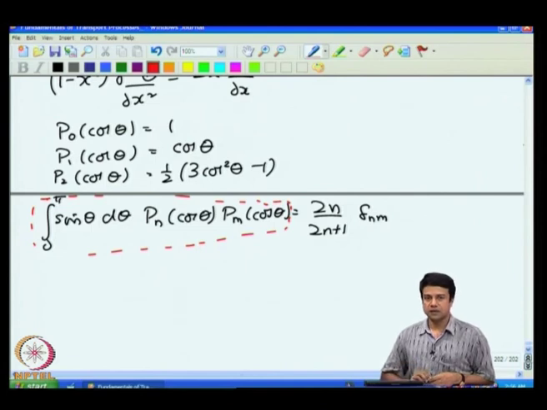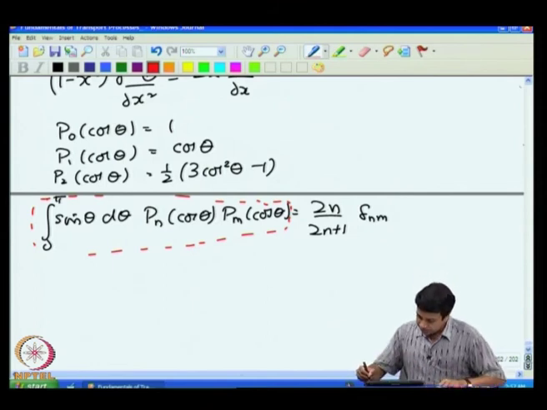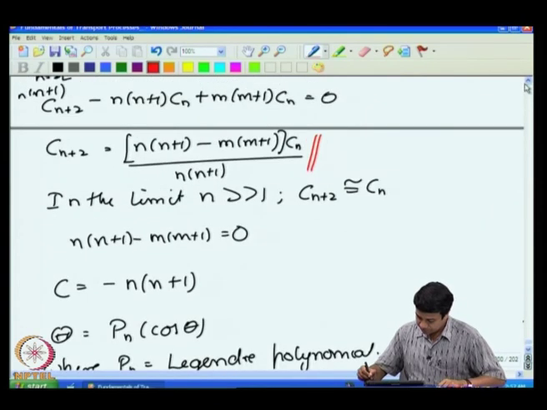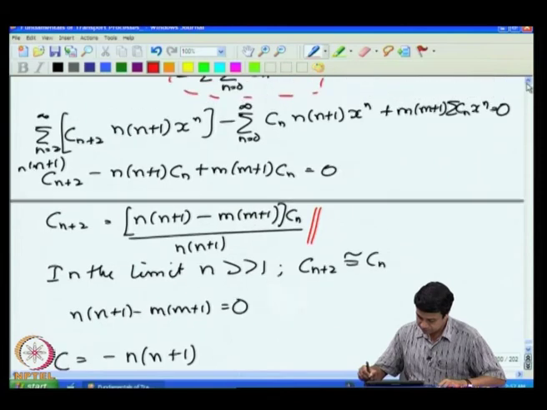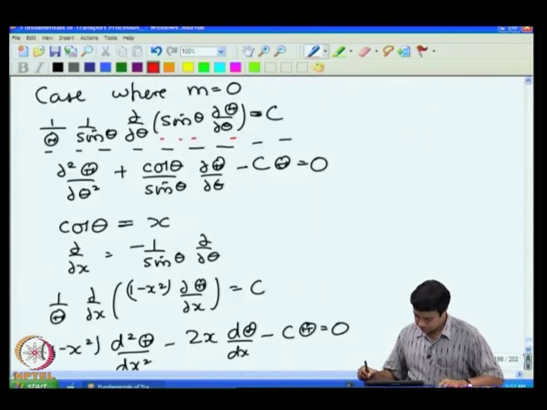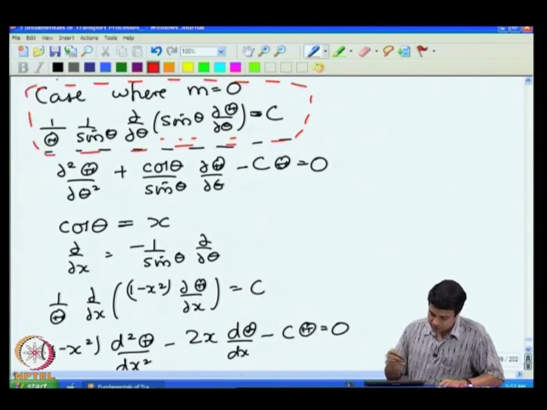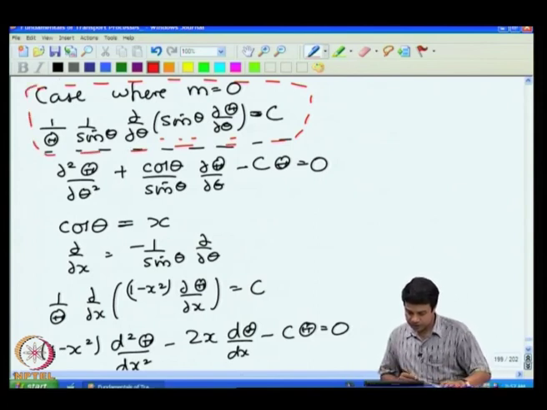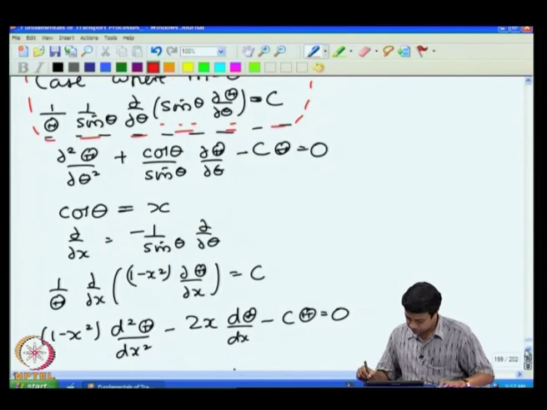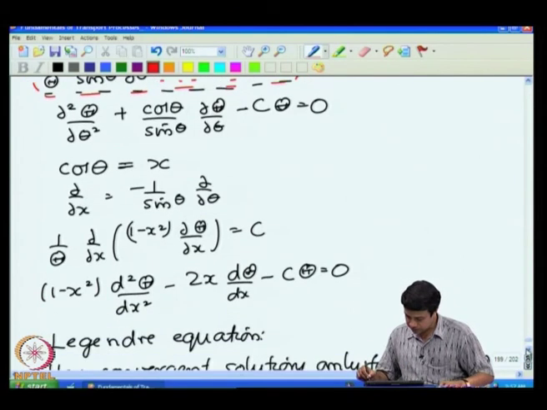So, they satisfy this orthogonality relation as well. This orthogonality relation can now be used to determine the boundary conditions when we solve a problem in a manner similar to the solutions in Cartesian coordinates. So, this I had solved only for the case where I did not have any dependence on phi, for the particular case where m is equal to 0. For that case, I had solved this equation for you in order to get the solution for the Legendre polynomials.